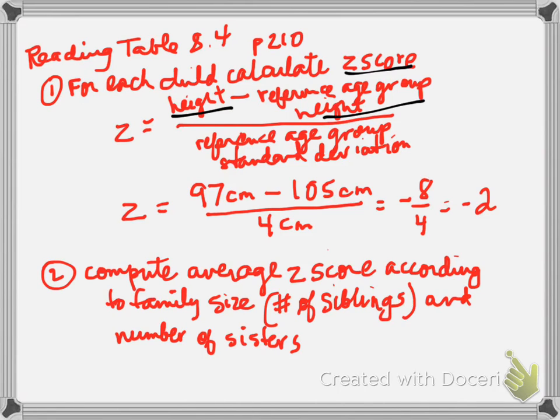And then we divide the difference in the heights by the standard deviation of heights for the reference group. So what we end up with is how many standard deviations this person's height is from the reference group's height. And we'll just take a little specific example.